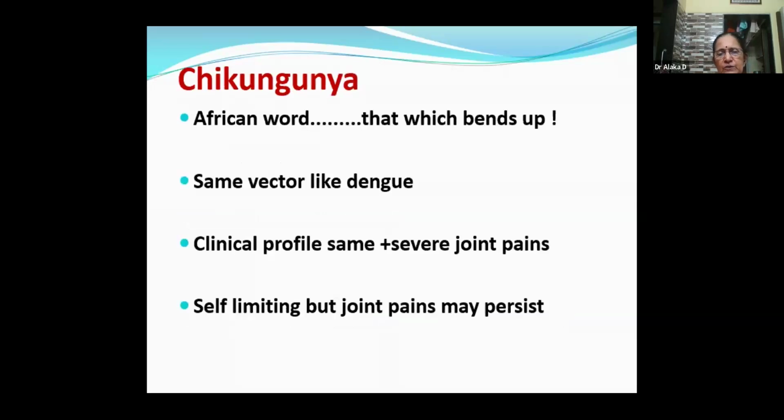Chikungunya is an African word meaning that which bends up. Same vector as dengue, and the clinical profile is the same, because this is a viral infection. In addition to the high fever, body ache, and rash, there are severe joint pains. It is a self-limiting disease, but the joint pains may persist. And I have seen people who are very badly affected with chikungunya joint pains.